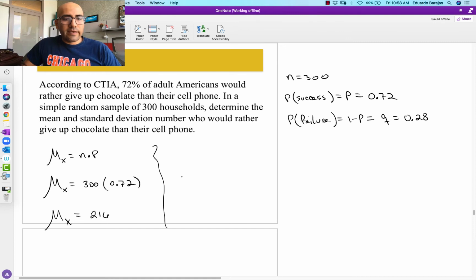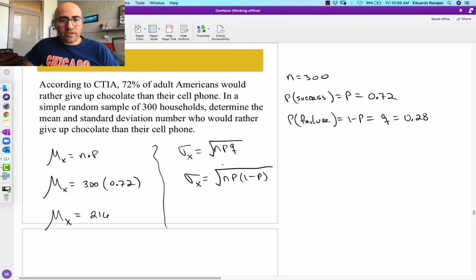And the standard deviation, sigma, of the random variable x is equal to, and again, I like to memorize it as npq, the square root of npq, right? Again, that's the same thing as n p times 1 minus p. However you like to memorize it is fine. I just find it easier to go npq. So this is going to be the square root of 300 times 0.72 times 0.28. The product of those three.